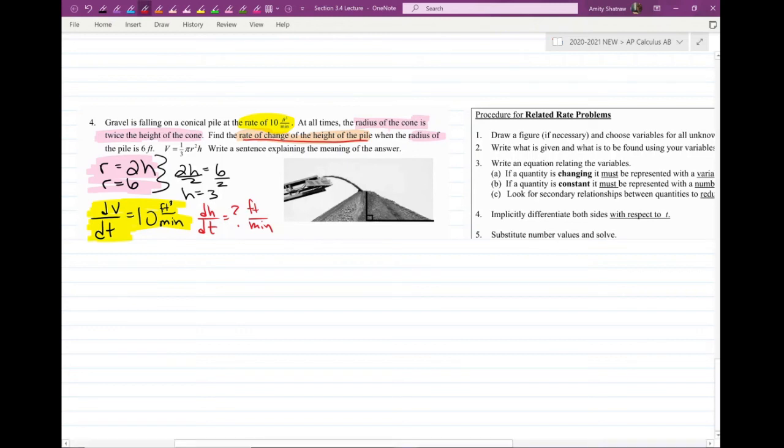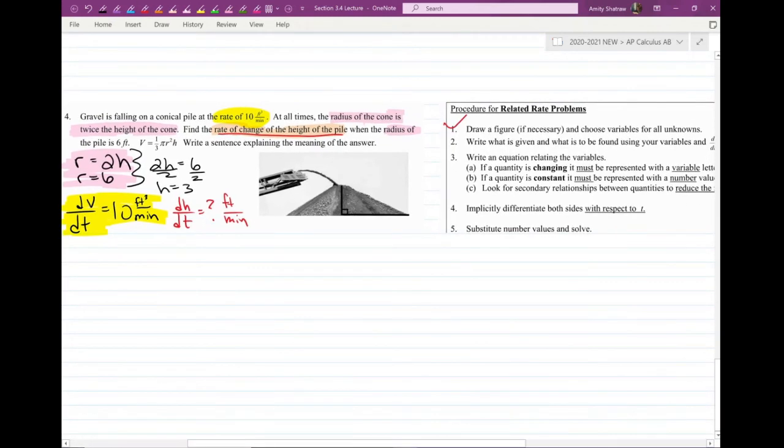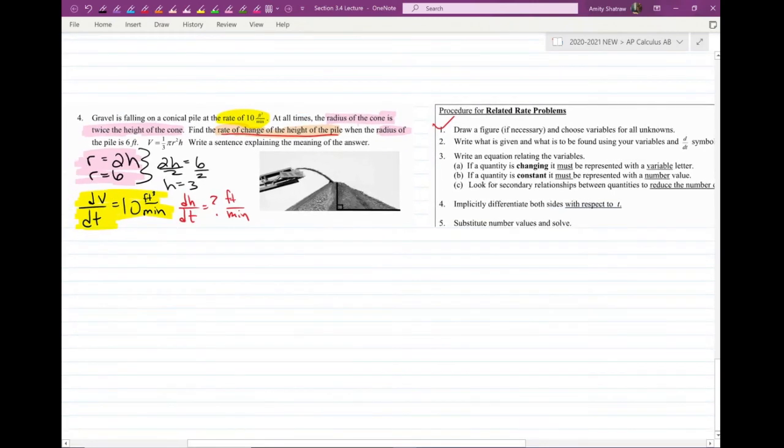The figure was drawn, okay, and variables for all unknowns were already given to me: v, r, and h. Write what is given and what can be found using my variables and my DDTs. So I've been writing what was given, and it says write an equation relating these variables. If a quantity is changing, it must be written with a variable letter. Boom, I did that. If a quantity is constant, it must be represented with a number. It turns out I don't really have anything that's constant here, right?